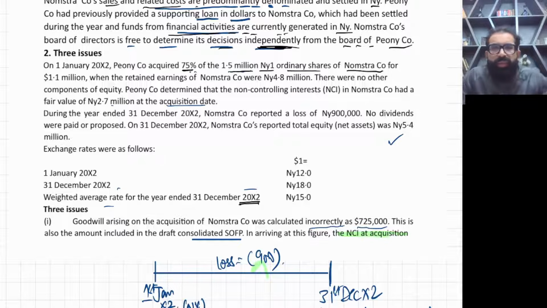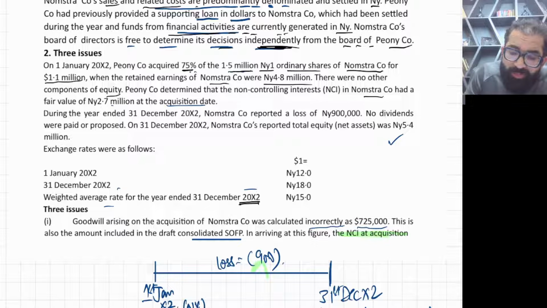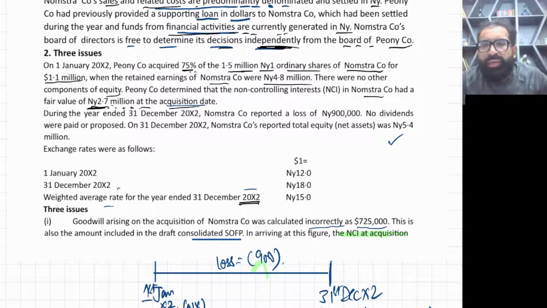For 1.1 million dollars; already your cost of investment is in dollars, be careful. The retained earnings of Nomstra Company were NY 4.8 million. This is the acquisition date retained earnings. There were no other components of equity, thank God. Peony Company determined that the non-controlling interest, NCI, in Nomstra Company had a fair value of NY 2.7 million at the date of acquisition.